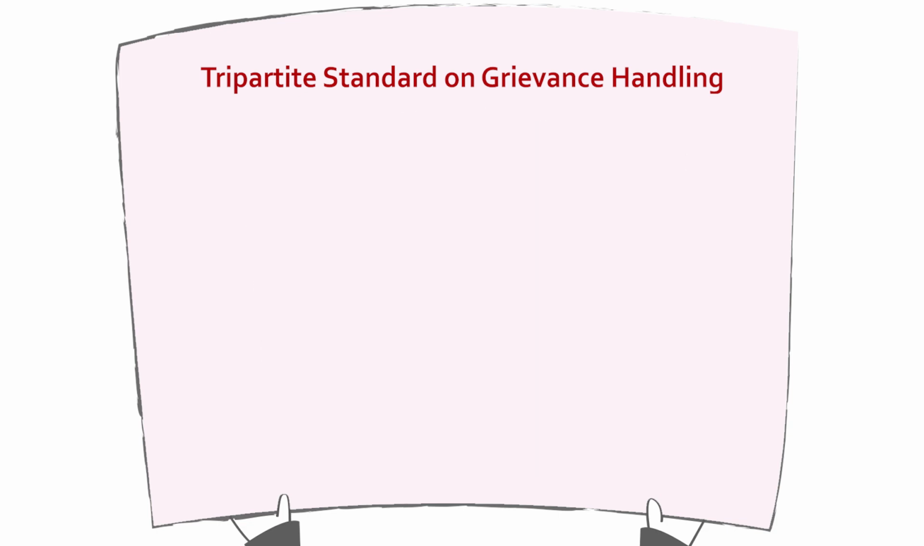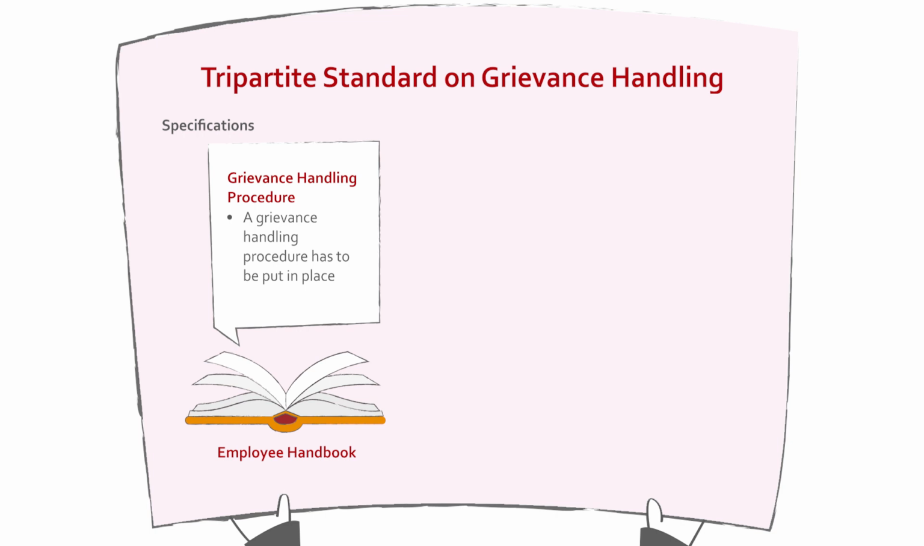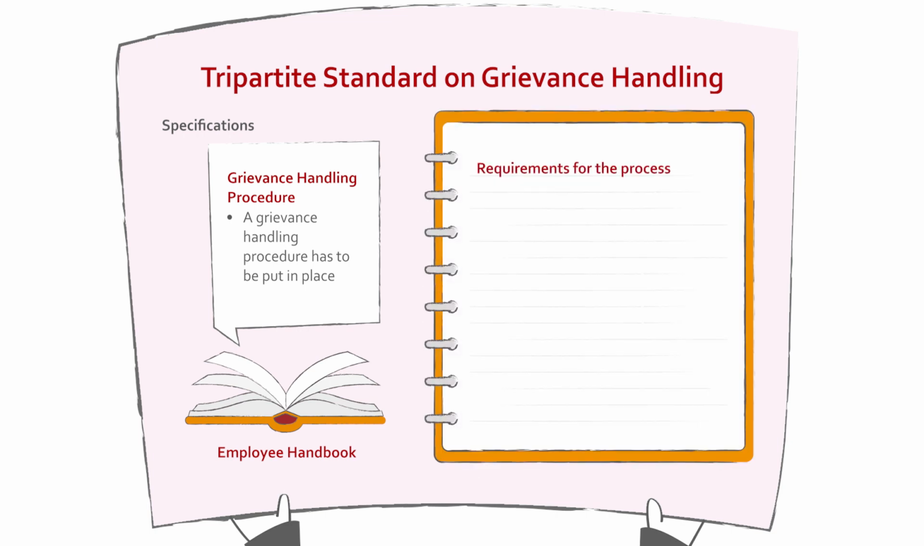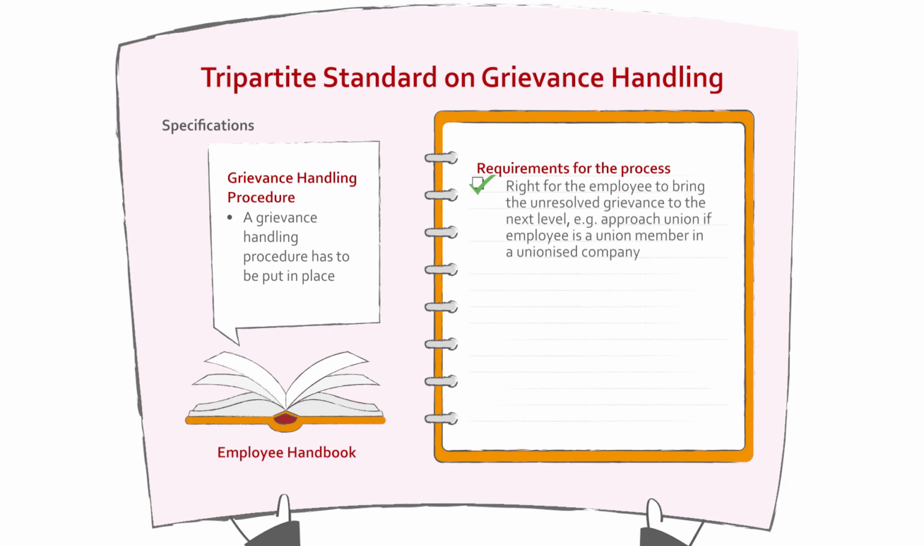Let's get started by looking at the specifications of the Tripartite Standard on grievance handling. First, a grievance handling procedure has to be put in place in your company. Second, the procedure needs to have the following elements: a right for employees to bring the grievance to a higher level of authority if there is no action being taken to resolve it. An appropriate authority to hear the appeal. This should be a member of the management or direct supervisors.